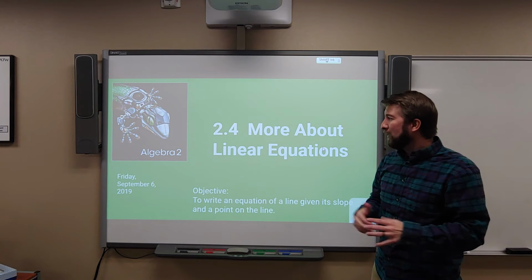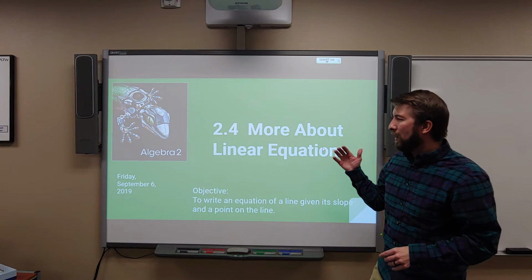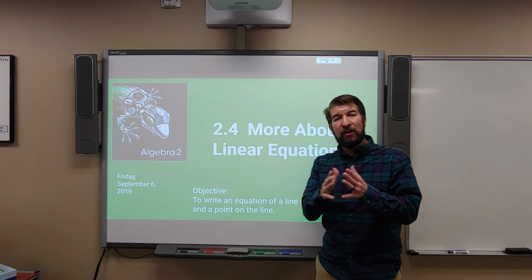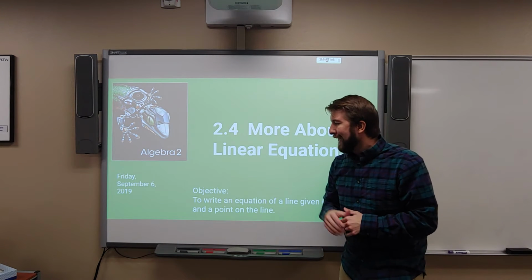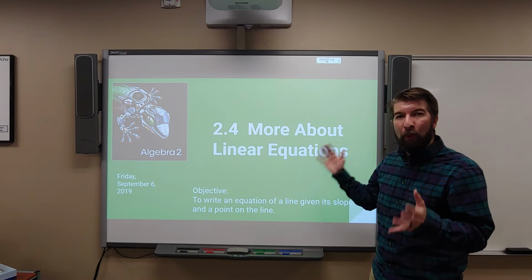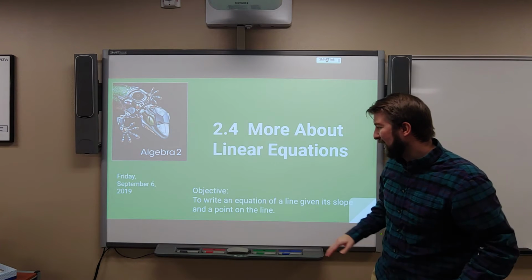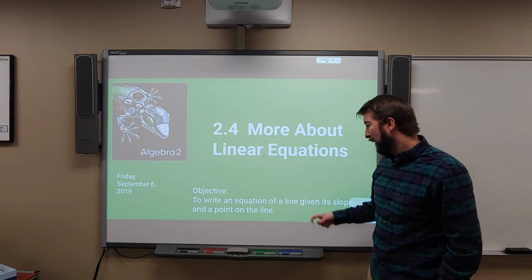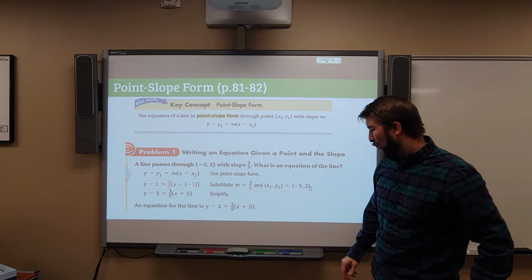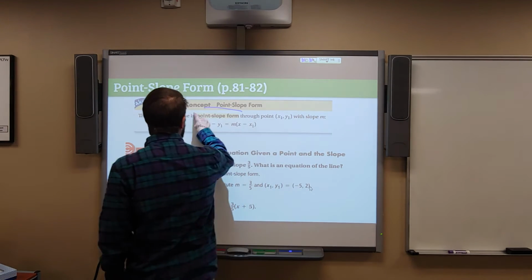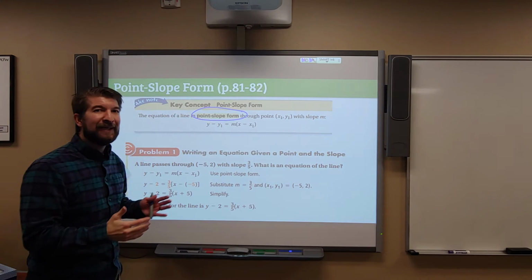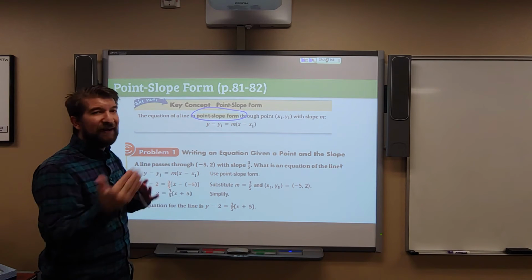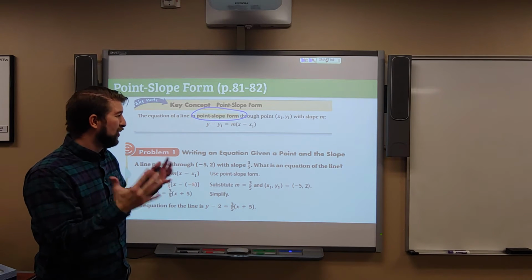All right, so that's 2.3, the basics of linear equation and slope-intercept form. Now we're going to look at more stuff about linear equations, specifically how to write an equation of a line given its slope and point on the line. So we're using what's called point-slope form. That basically means they give you a point and they give you the slope, and you got to make it into slope-intercept form.